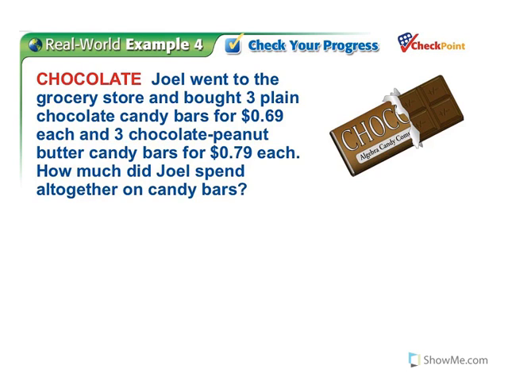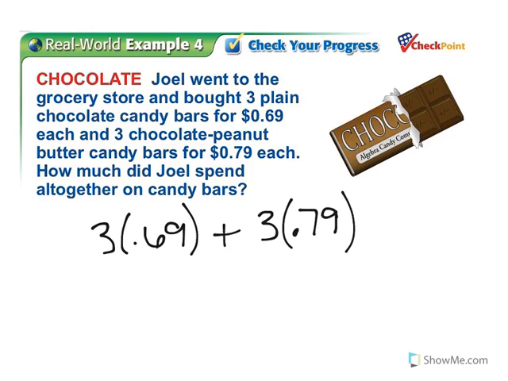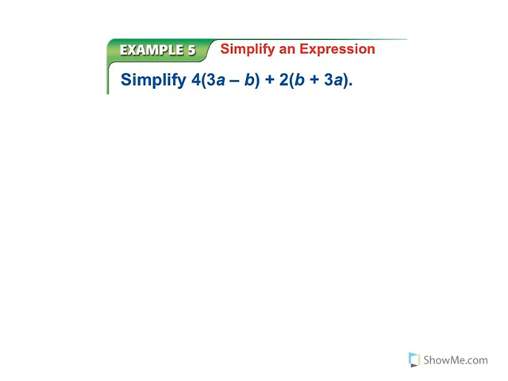You can set this up one of two ways. You can see that you have 3 plain chocolate bars for 69 cents, and then he also spent 79 cents on 3 chocolate peanut butter. So you can take 3 times 69 plus 3 times 79. And if you can see, this is actually the same as writing 3 times 69 cents plus 79 cents because of the distributive property. I'm not going to give you the answer. You go ahead and do it yourself.